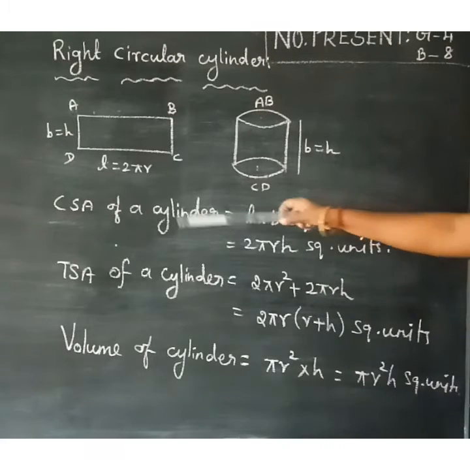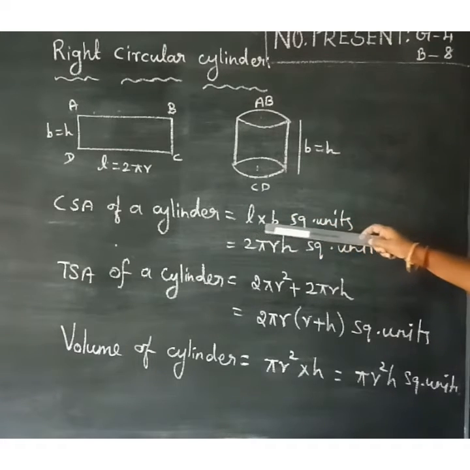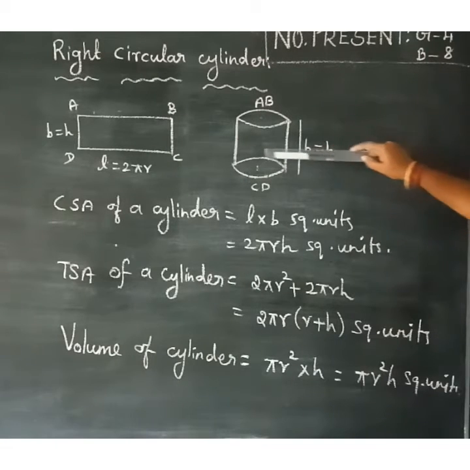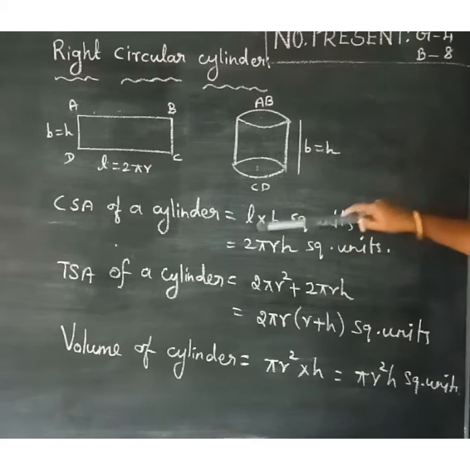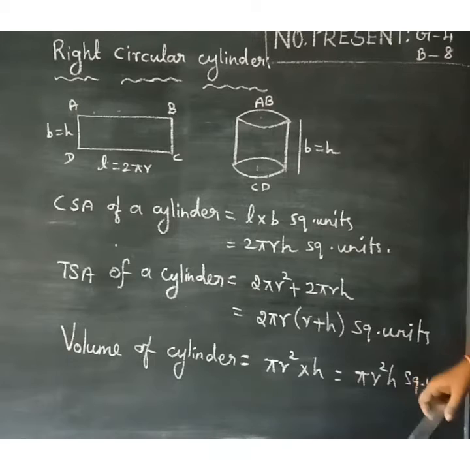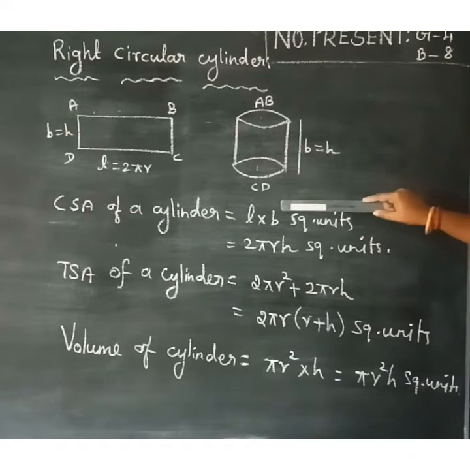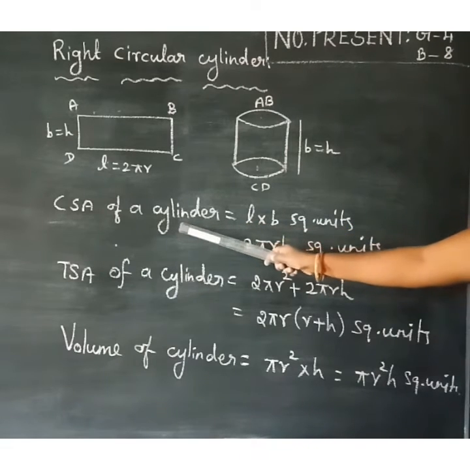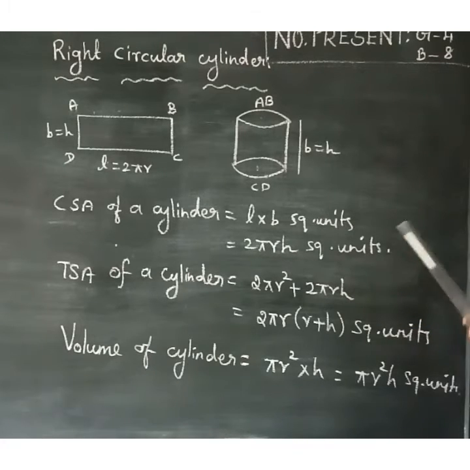Now, curved surface area of a cylinder is equal to... Here length is converted into circumference of the base of a cylinder. We know that circumference of a base is 2 pi r. Length is equal to 2 pi r. Now b is equal to height. So curved surface area of a cylinder equal to 2 pi rh square units.